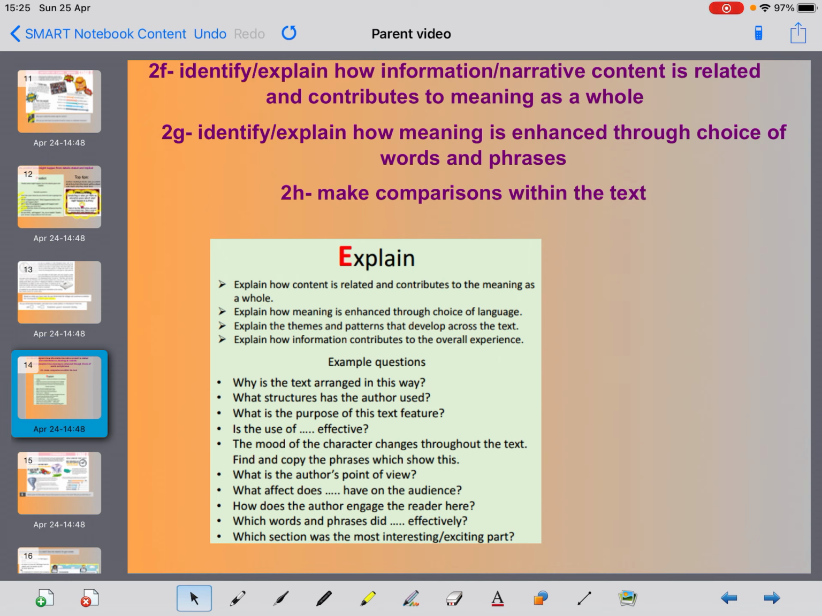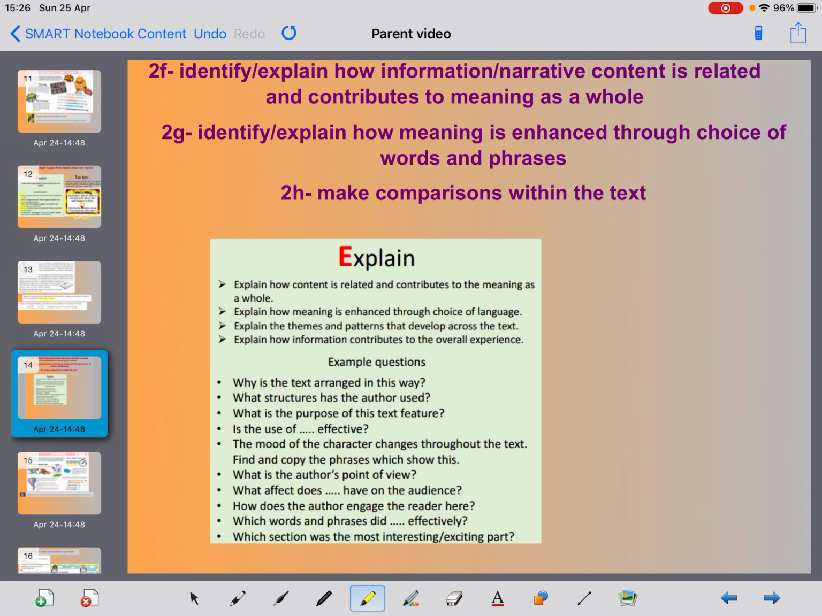The last 3 domains fit together for explain. So 2F, identify, explain how information, narrative content is related and contributes to a meaning as a whole. 2G, identify, explain how meaning is enhanced through choice of words and phrases. And 2H, make comparisons within texts. These are the trickier ones to achieve, but it is coming through the reading, asking them to explain words, comparing what happened at the beginning of the chapter, what happened at the end, what happened at the beginning of the story compared to what happened at the end.